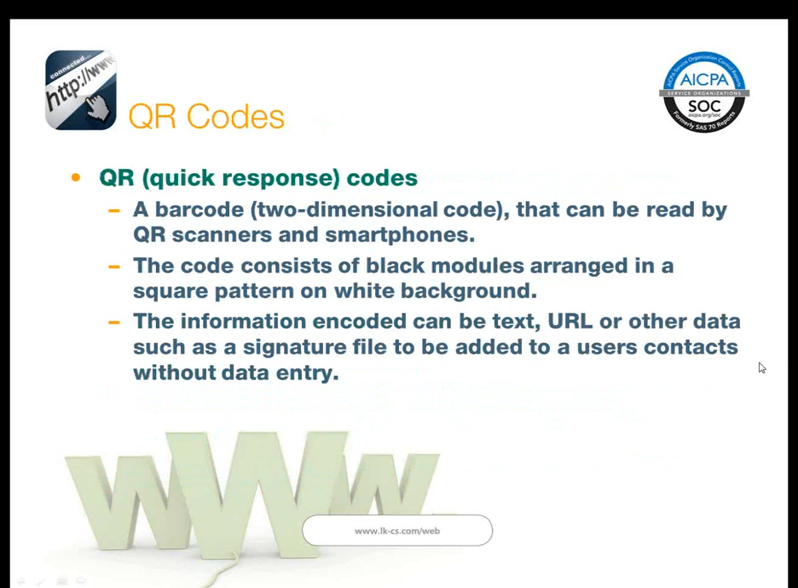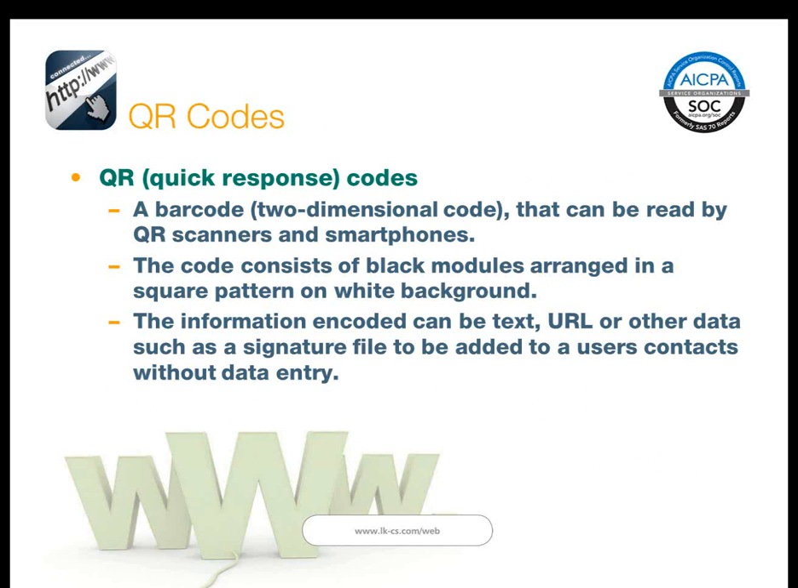Next, we're going to switch over to QR codes, or quick response codes, which you're seeing more and more of all the time. This isn't a new thing, but it's still somewhat up and coming with credit unions and banks that we see. It's basically a barcode, or a two-dimensional code, that can be read by QR scanners in a smartphone. So we'll look at a sample of what that actually looks like in a second.